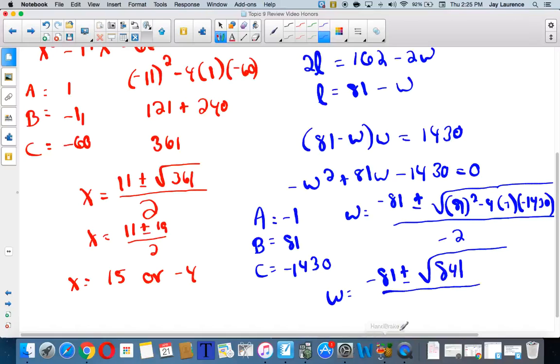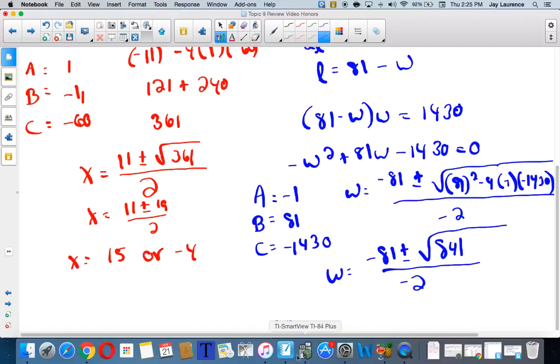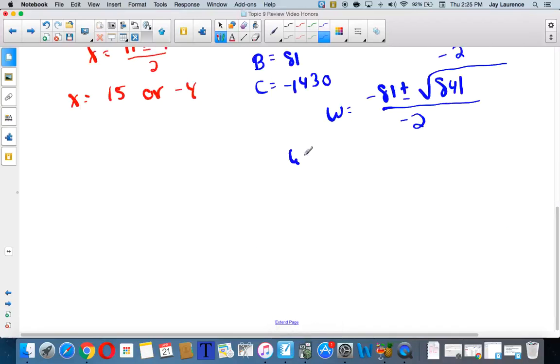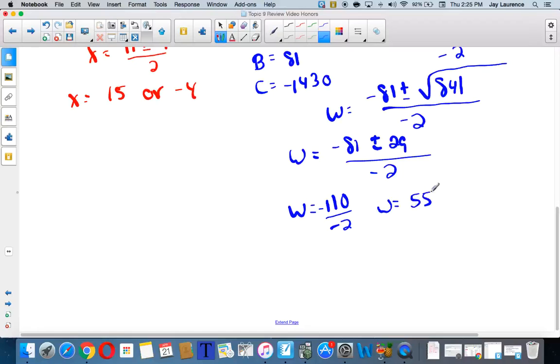Interesting. I wonder what it's going to be. I'm hoping it's a perfect square, otherwise I have some mistake. Yep, 29. There we go. Cool. All right. So W equals negative 81 plus or minus 29 divided by negative 2. Now, I'm only going to be interested in positive answers. But watch what's going to happen here. Negative 81 minus 29 is going to be negative 110, right? Negative 110 divided by negative 2. So one width could be 55.